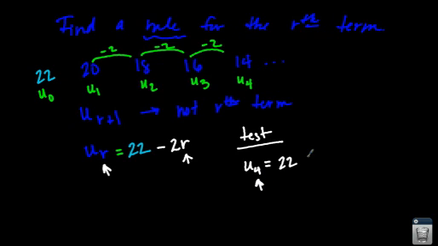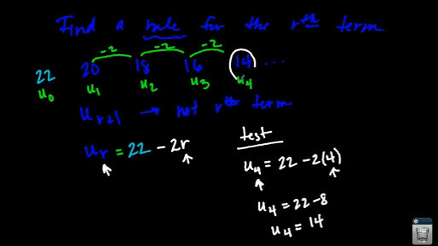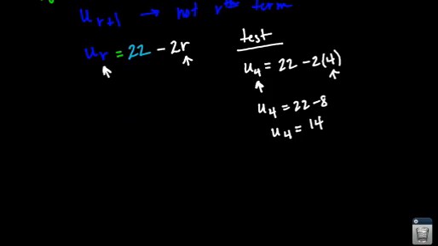If I put a 4 in for R here, I also have to put a 4 in for this R. Okay, so this means U sub 4 equals 22 minus 8. So U sub 4 equals 14. Let's go up and check, is that what I have? The answer is yes. Alright, so let's do another one.